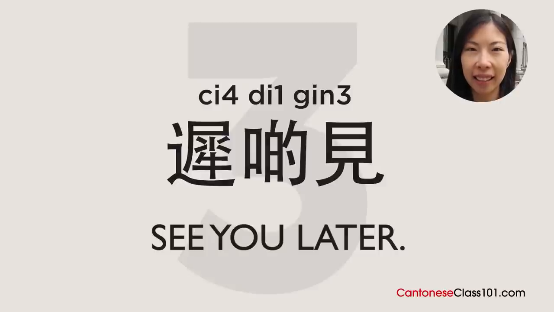If you know you're going to see the person again, here's a phrase for you. 迟地见. This means see you later in Cantonese. The direct translation is later see. Ti is a low tone and it means late. While D is the Cantonese version of the ER in English. Gin is the verb to see.